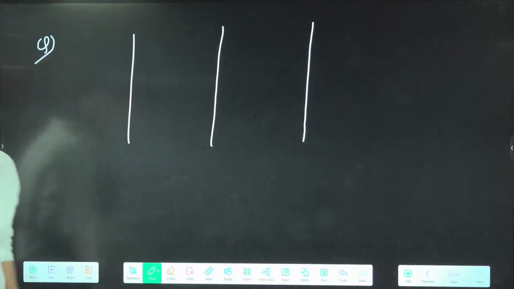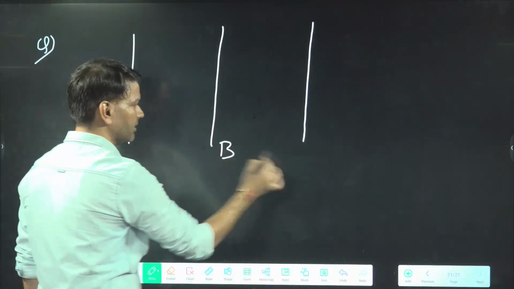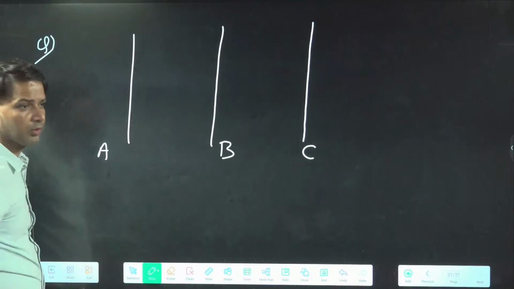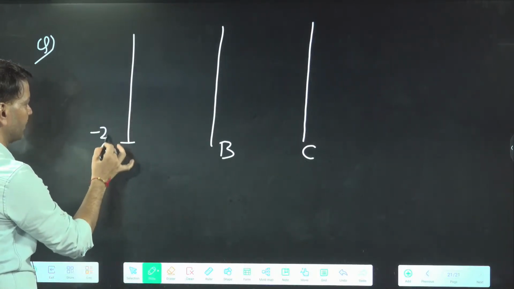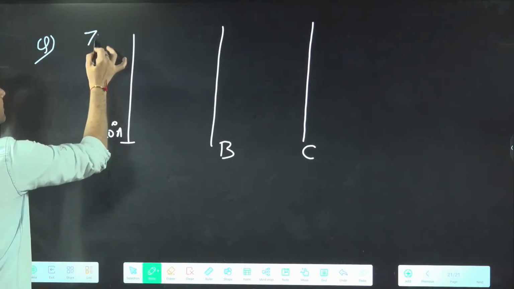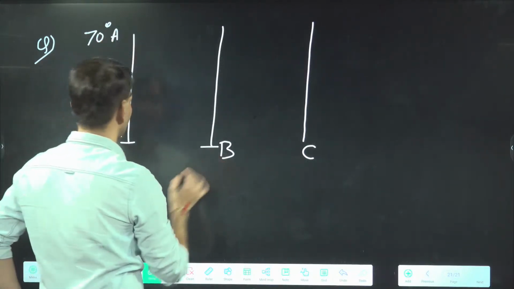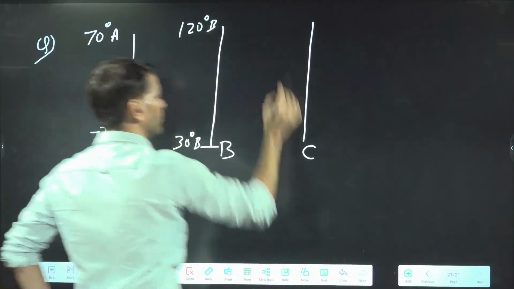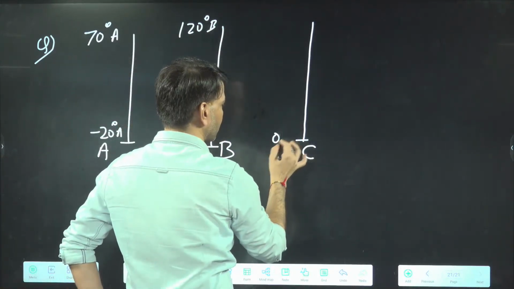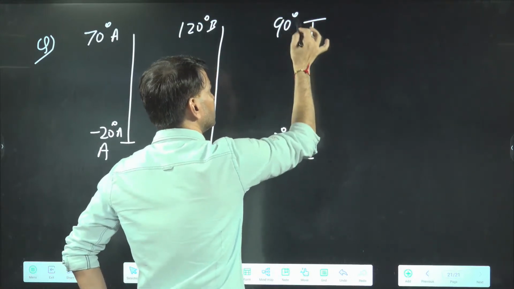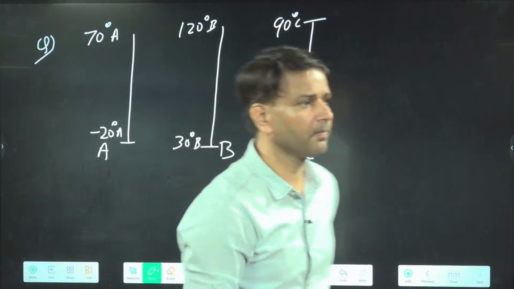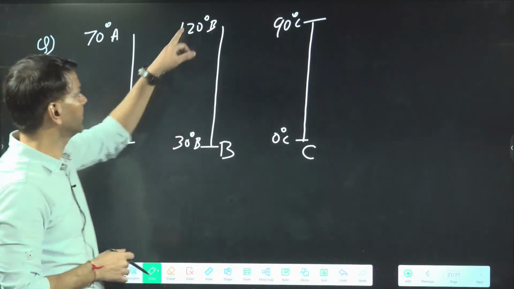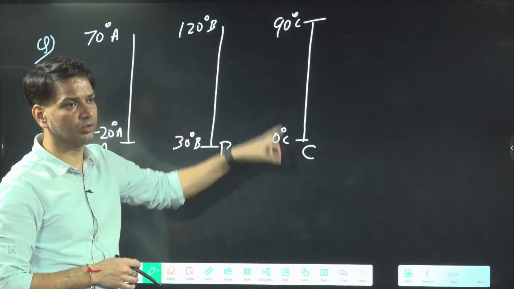Okay, suppose we have three scales A, B, C. Here the LFP and UFP of the scales are given. The ice point of scale A is minus 20 degree A, and the steam point is 70 degree A. In scale B, the lower fixed point is 30 degree B, and the upper fixed point is 120 degree B. In scale C, it is 0 degree C, and the upper fixed point is 90 degree C. These are hypothetical scales.